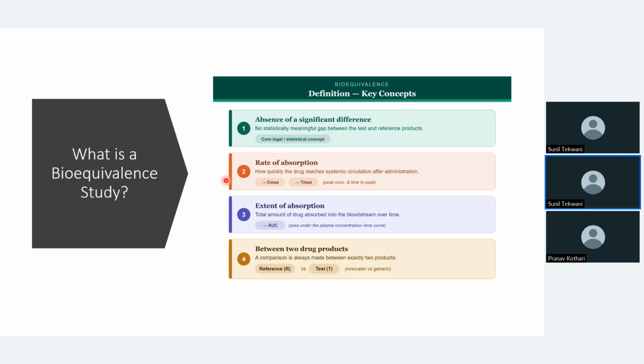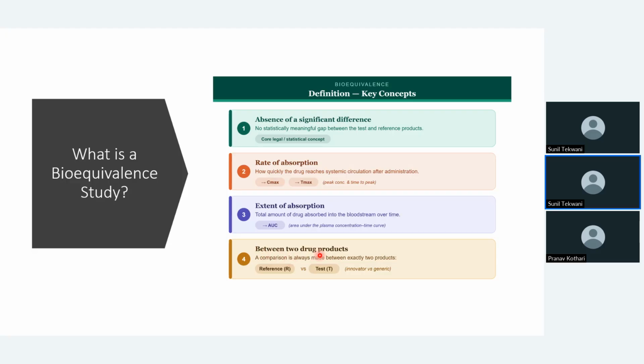Whenever you have doubts, there is a Q&A tab in the webinar. You can raise your questions, and at the end of the webinar, we will try to resolve as many questions as possible. So the bioequivalence definition has these 4 components. Let me explain them one by one. A bioequivalence study is a comparison between 2 products. Remember this 4th point. It's a comparison between 2 pharmaceutical products.